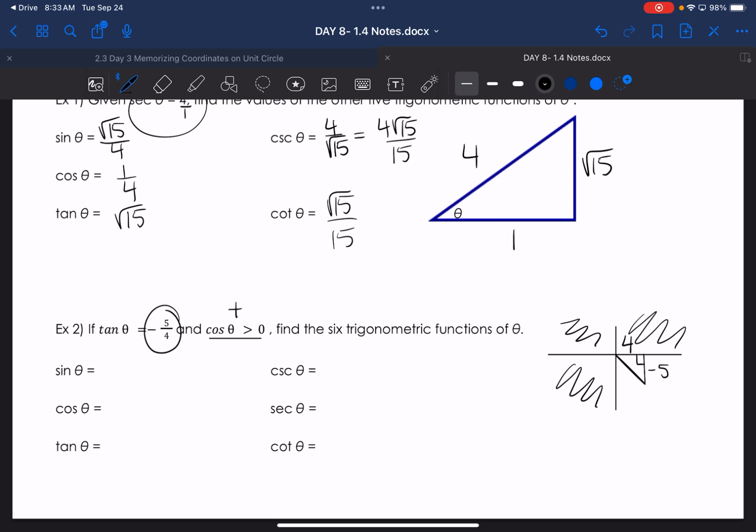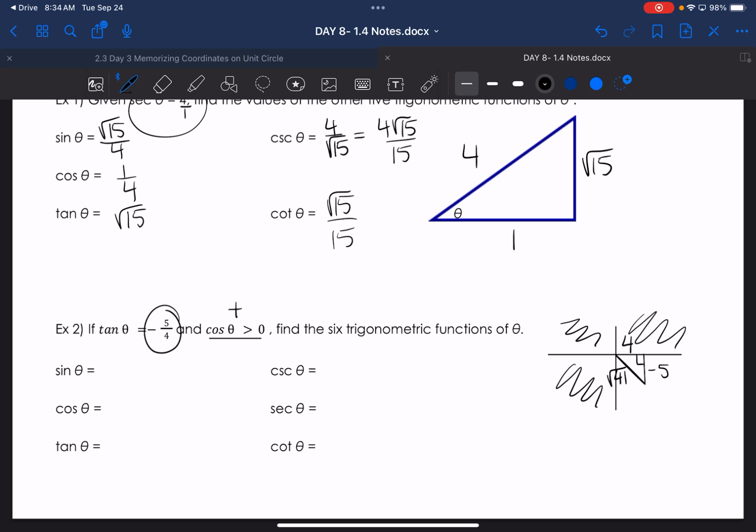All right, and now we would need to do Pythagorean theorem to figure out what our r is, right? So we're going to have -5 squared plus 4 squared, which will be 41. Right, and the hypotenuse would need to take its square root, right? So this would be square root of 41 for our hypotenuse, okay? All right, so now I've got all my sides.